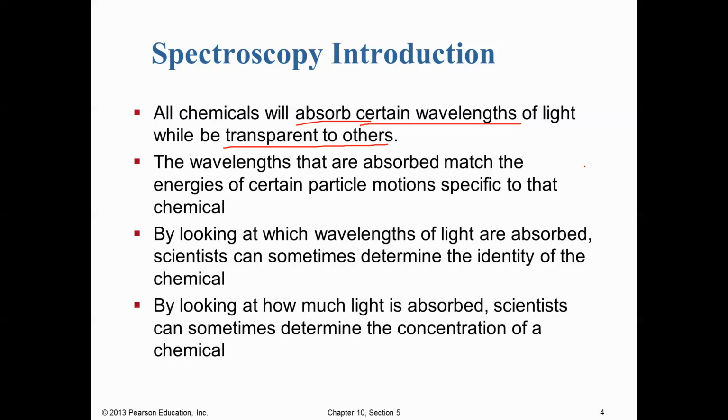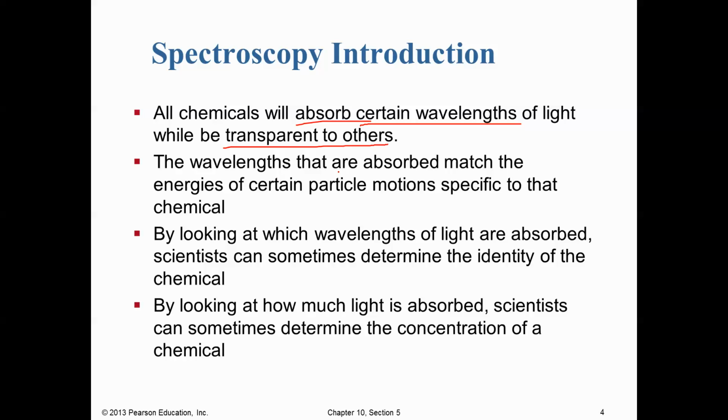So even something we think about as being transparent like glass, while visible light passes through it, things like infrared and UV are actually absorbed by the glass. And then there's other materials which are opaque to, or block, visible light. Those might be transparent to infrared, or they might be transparent to UV. So it just depends on the chemical. They're going to absorb or be transparent to different regions of the electromagnetic spectrum.